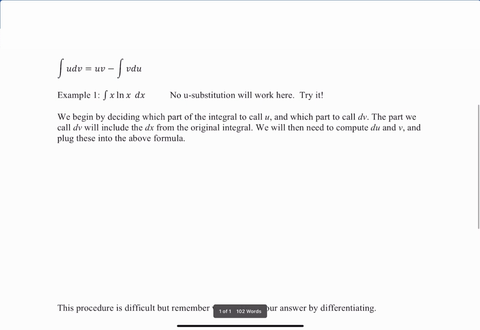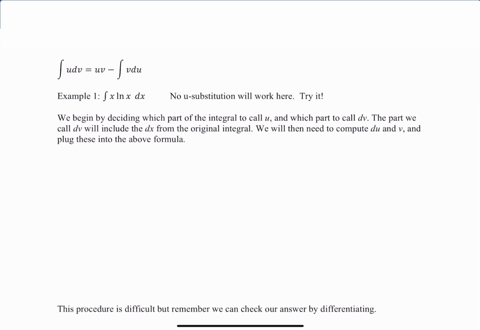So to use the integration by parts formula, we have to start out on the left-hand side and decide which part of our integral is going to be u and which part is going to be dv. The part we call dv is going to include the dx from the original integral. And then after that, we have some computations to do. We'll have to compute du and v to plug into our formula, right? Because our formula includes a v and a du.